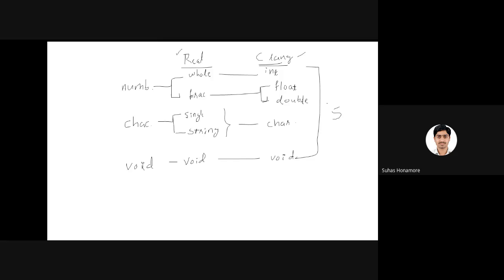Okay, hope you people are clear. So we have five things, and that is integer, float, double, character, void. So five data types are there. For these purposes, we have five keywords also.